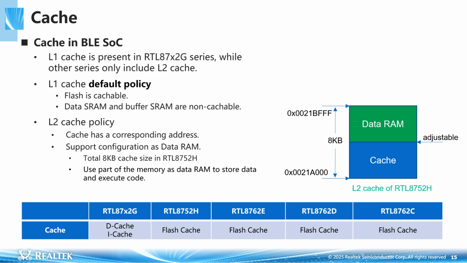The L2 cache has a dedicated address space and can be configured to serve as data RAM. For instance, in the RTL8752H, the L2 cache totals 8 kilobytes and can be flexibly allocated as data RAM to store data or execute code. This adaptable L2 cache configuration allows developers to optimize memory usage according to application requirements.